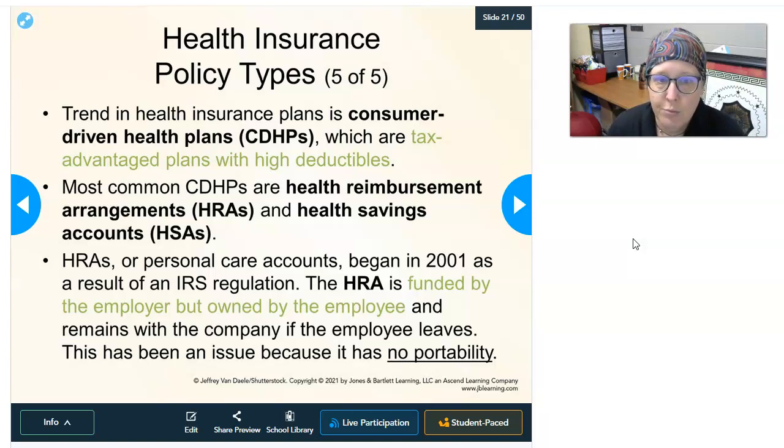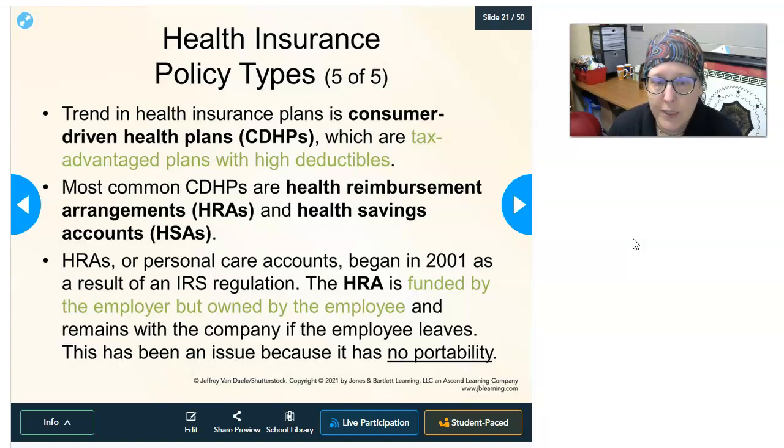Okay, so there's a trend in health insurance plans. This is called the consumer-driven health plans, and they're tax advantage plans with high deductibles. So these are tax advantage, meaning that if you pay into that, it takes that off of your income. It's like a pre-tax payment, so it lowers your income on which you're taxed. The most common consumer driven health plans are health reimbursement arrangements, HRAs, or health savings accounts, which are HSAs. So your health reimbursement accounts or personal care accounts began in 2001, as a result of an IRS regulation.